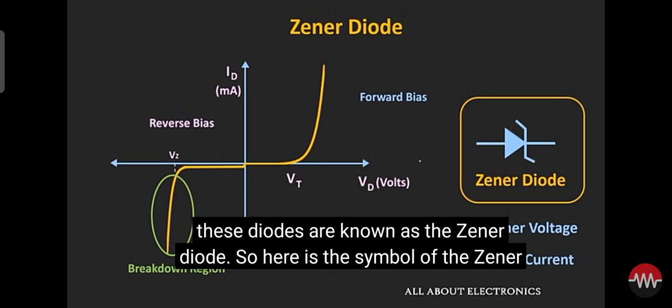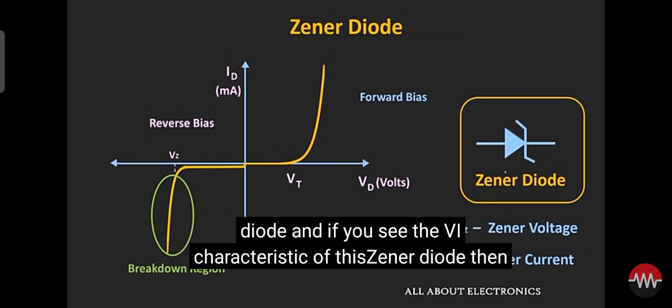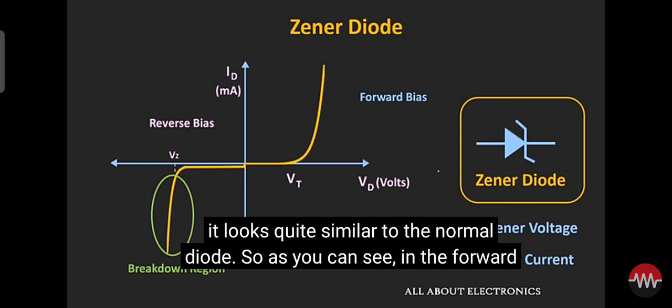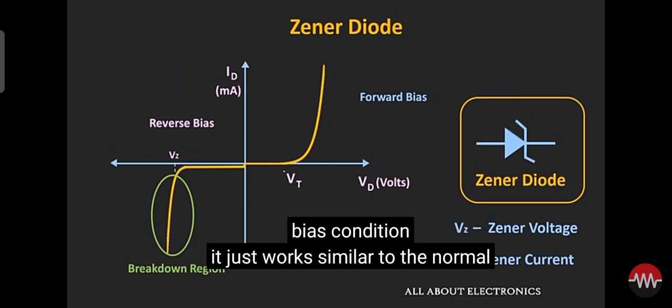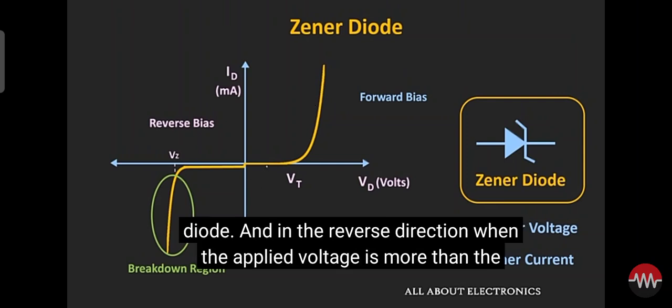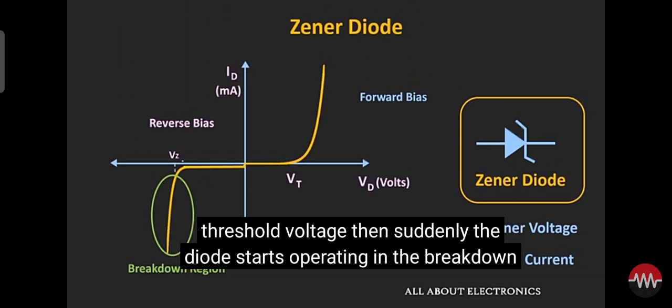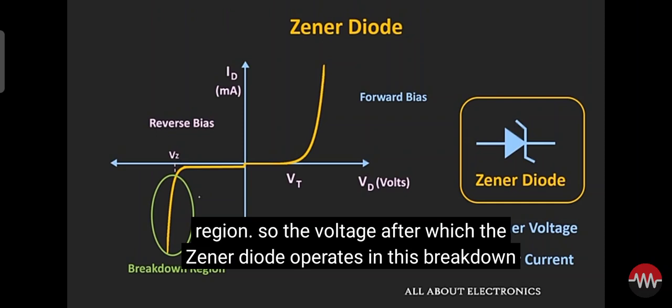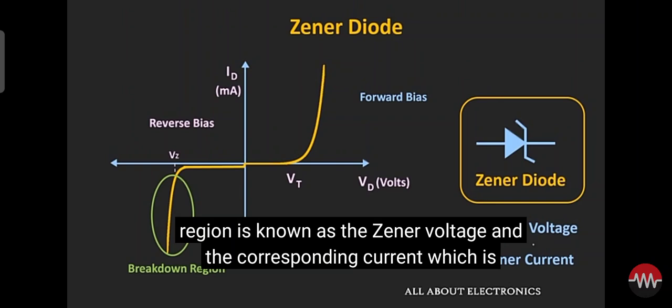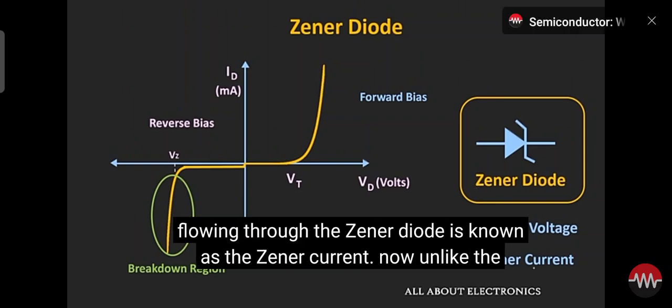So here is the symbol of the Zener diode. And if you see the VI characteristic of the Zener diode, then it looks quite similar to the normal diode. So as you can see, in the forward bias condition, it just works similar to the normal diode. And in the reverse direction, when the applied voltage is more than the threshold voltage, then suddenly the diode starts operating in the breakdown region. So the voltage after which the Zener diode operates in this breakdown region is known as the Zener voltage. And the corresponding current which is flowing through the Zener diode is known as the Zener current.